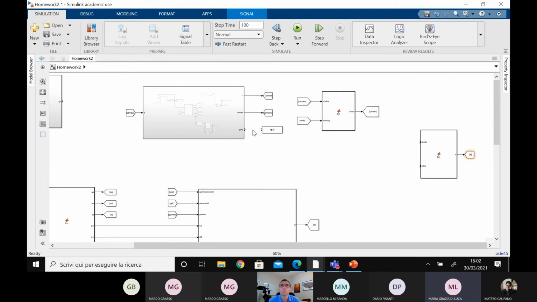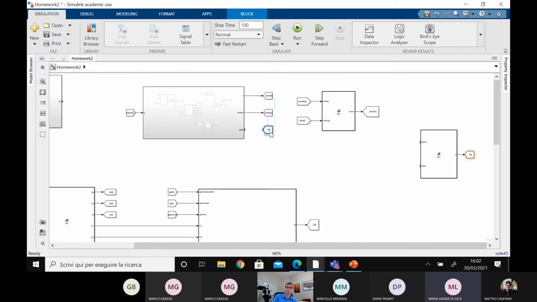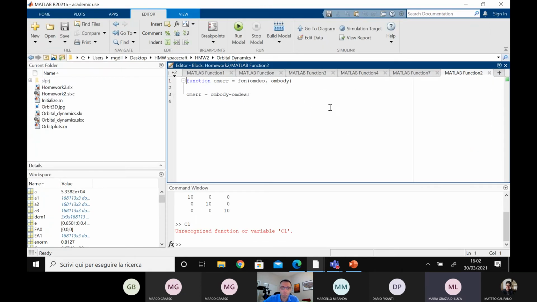Okay. Oh, and the omega error is just the difference between the angular velocities. Yes, it is this function here. Oh, you have it. It's just omega body minus omega desired.